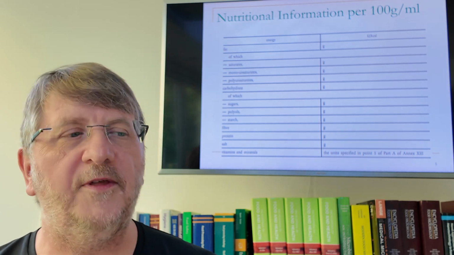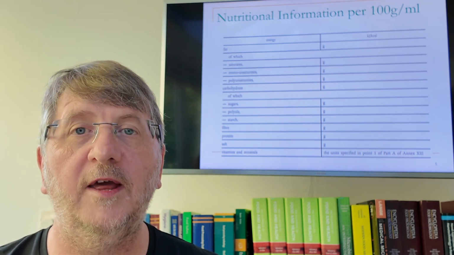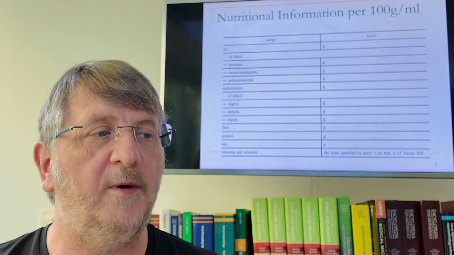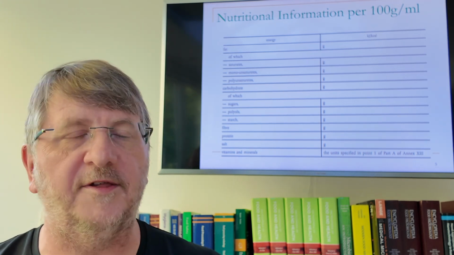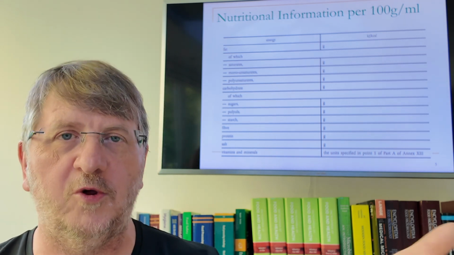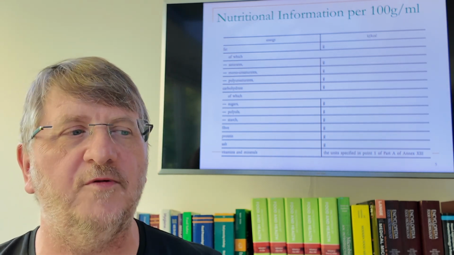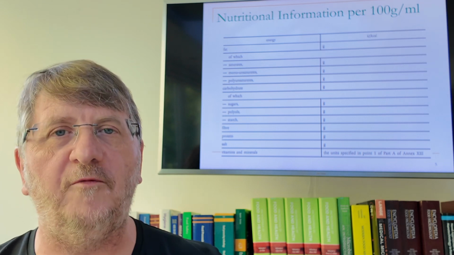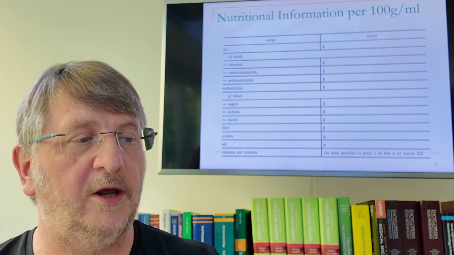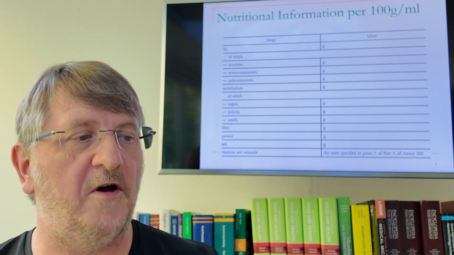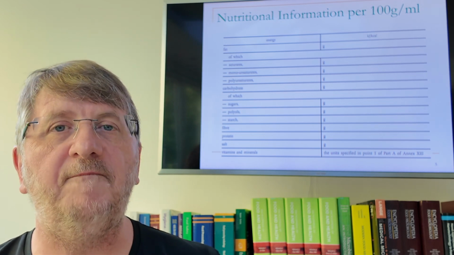So we have the energy value, kilojoules and kilocalories. We then have the fat, of which saturates, and then if you want, the polyunsaturates and the monounsaturates, which should be monounsaturates first, then polyunsaturates, and then carbohydrate, of sugars, followed by, if you want, the polyols and the starch, and then fibre, protein, salt, and then vitamins and minerals.